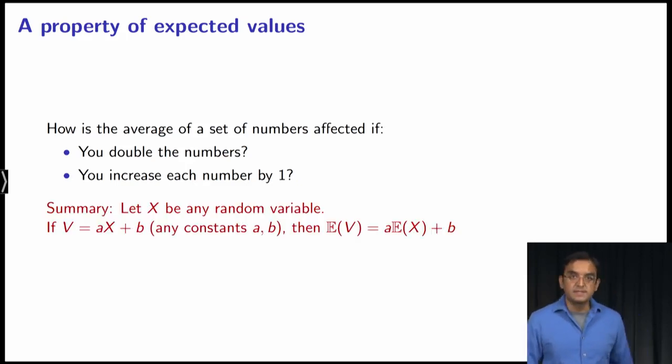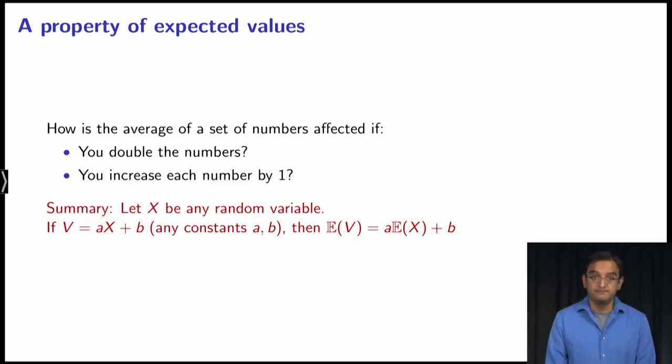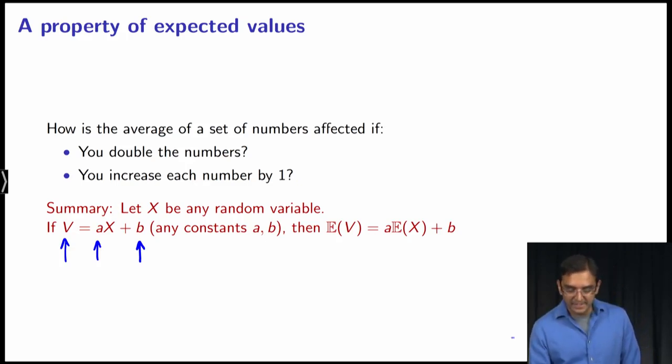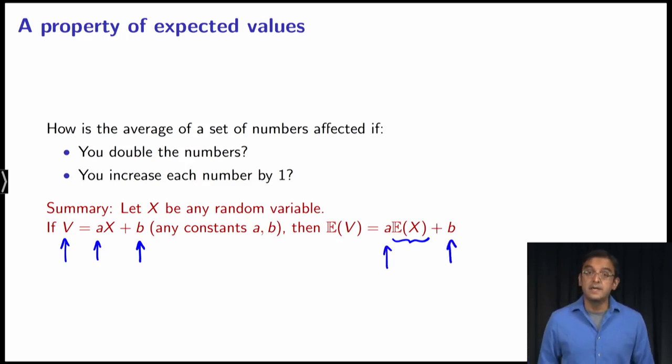So let's summarize this in a slightly more general way. If you have any random variable x, and you define a new random variable v to be some constant times x plus some other constant, like 2x plus 1 or 4x minus 3, what is the expected value of v? What is the mean of v? Can you figure it out from the mean of x? Yes, it's simply the mean of x times a plus b. And this is a linearity property that helps simplify many calculations.